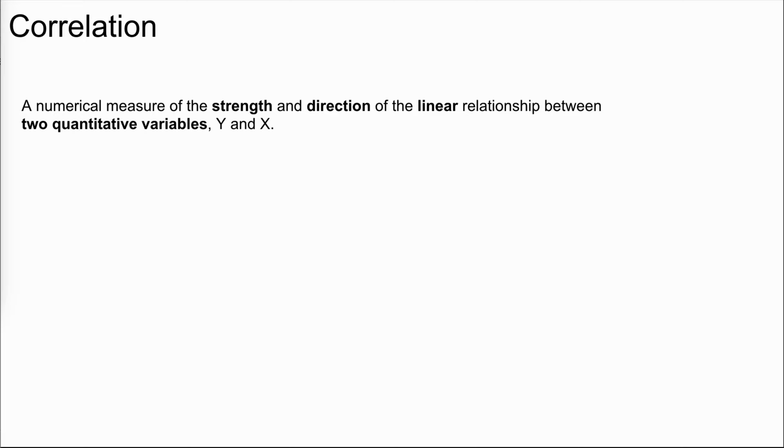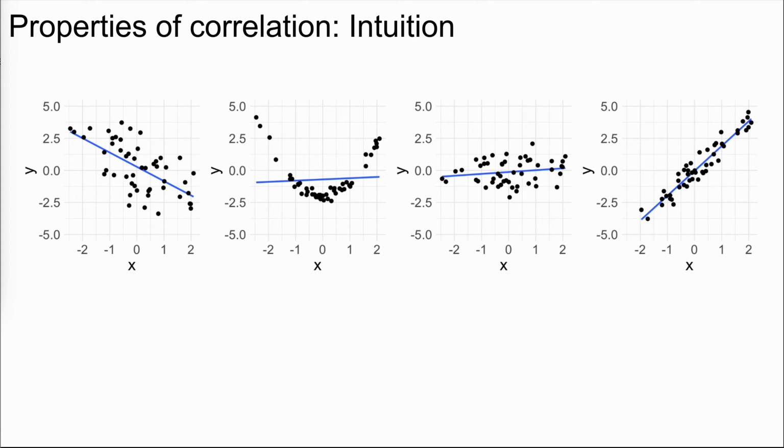To this end, correlation provides a numerical measure of the strength and direction of the linear relationship between two quantitative variables, y and x. To understand this metric, consider scatter plots for 4 different example relationships. The first pair of xy variables at the left has a correlation of negative 0.6, represented by lowercase r. At the other end, the last pair of variables has a correlation of positive 0.95. In between, the third pair has a correlation of 0.2, and the second pair has a correlation of 0.05.